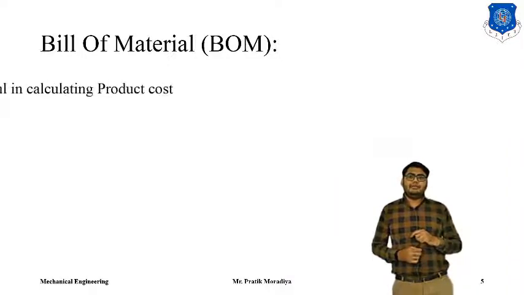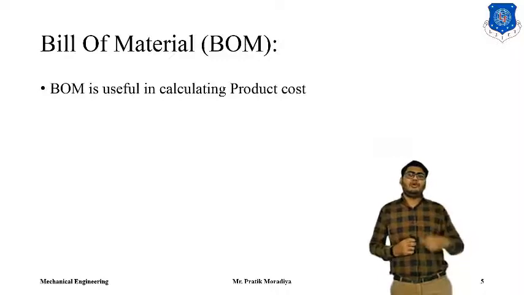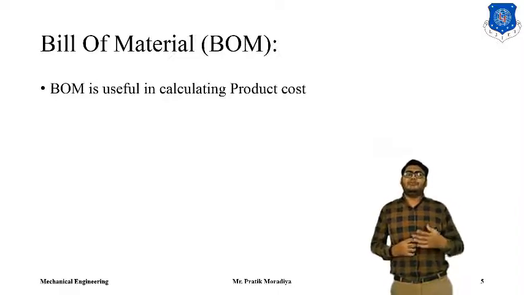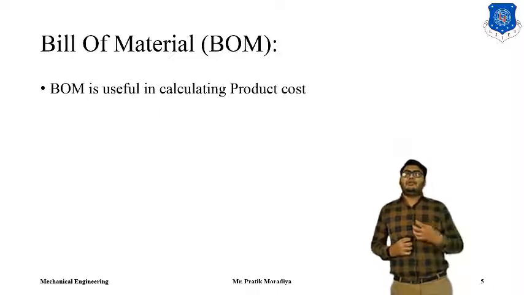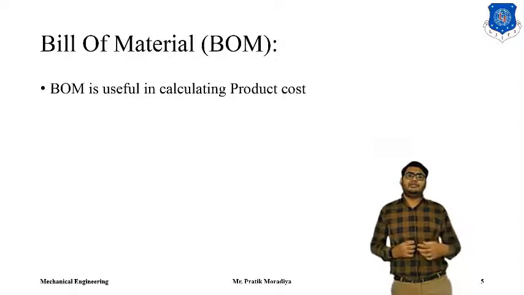Now, bill of material is useful for calculating the product cost. Why? Because bill of material contains all the information about raw material, the different processes that need to be performed, and the sub-assemblies. Also, from which vendors to purchase those, and what will be the cost of all this will be considered in the bill of materials. So we can easily calculate cost from bill of materials.